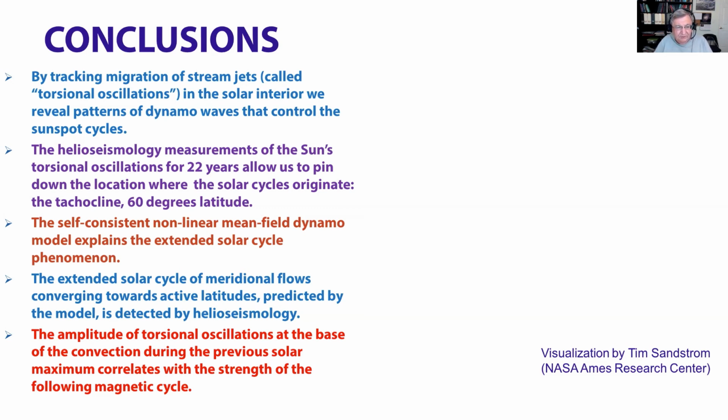And the self-consistent nonlinear mean-field dynamo model explains the extended solar cycle phenomenon. And the extended solar cycle of meridional flows that converge towards active latitudes, predicted by the models, is detected by helioseismology. Also, this model shows that the amplitude of torsional oscillation in the convection zone during the previous solar maximum correlates with the strength of the following magnetic cycles.